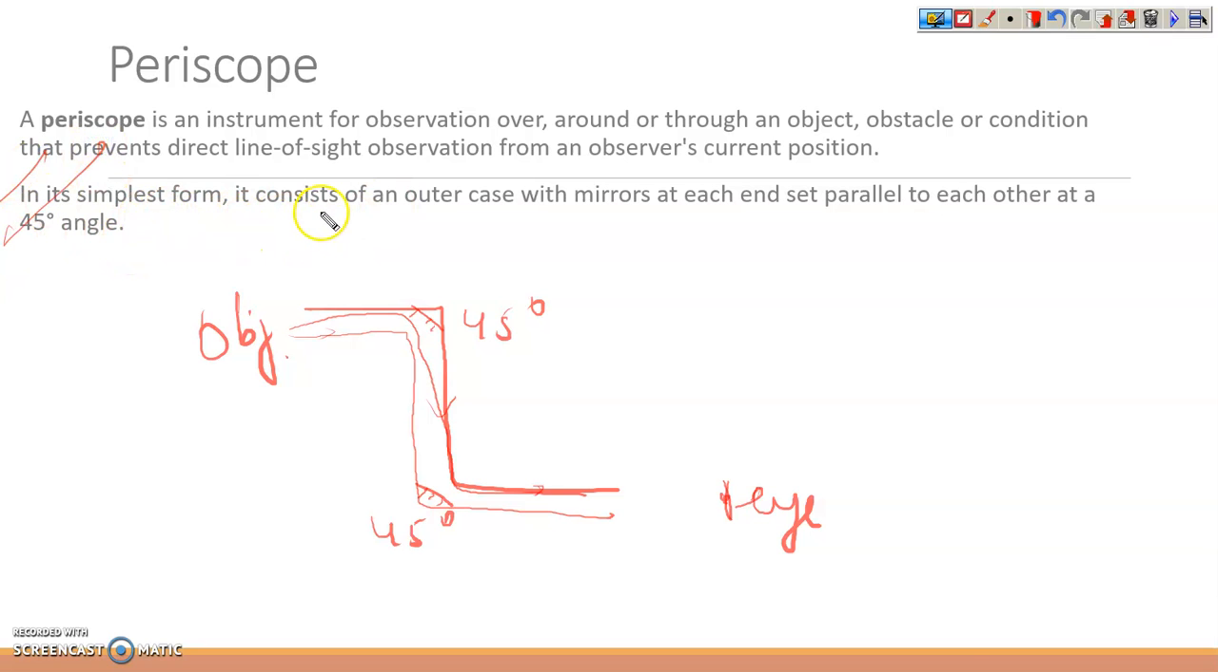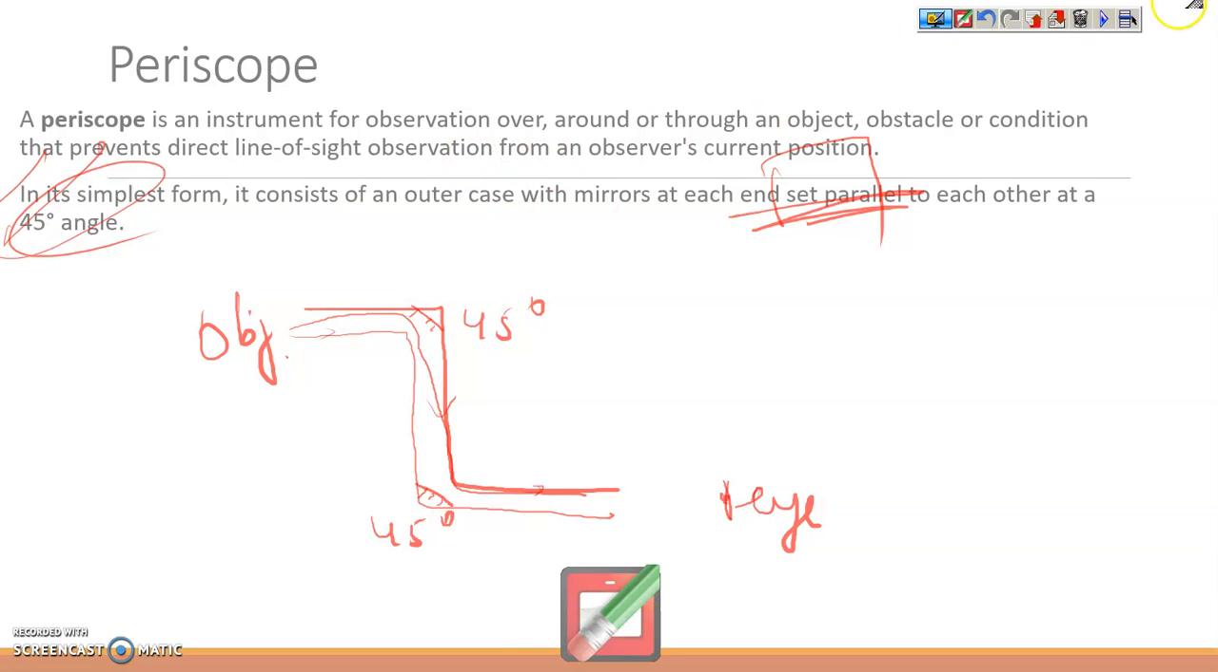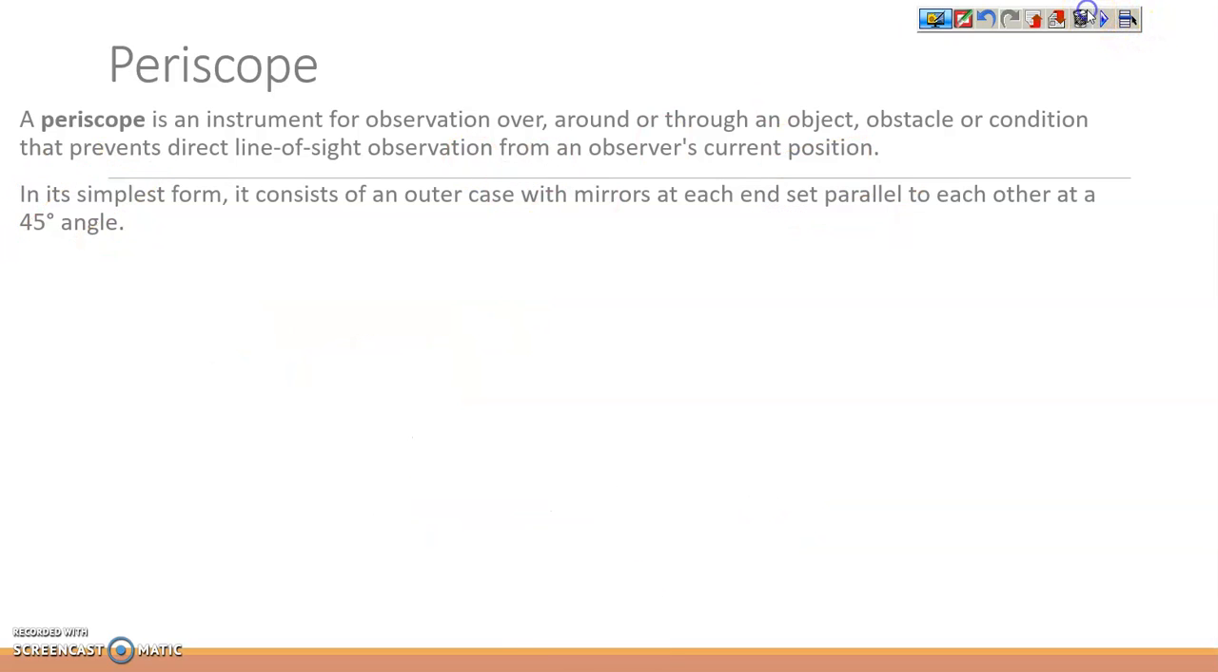In its simplest form, it consists of an outer case with mirrors at each end. All the mirrors are at a 45-degree angle and they're set parallel. Remember this, they're set parallel. Okay? I hope you understand this much.